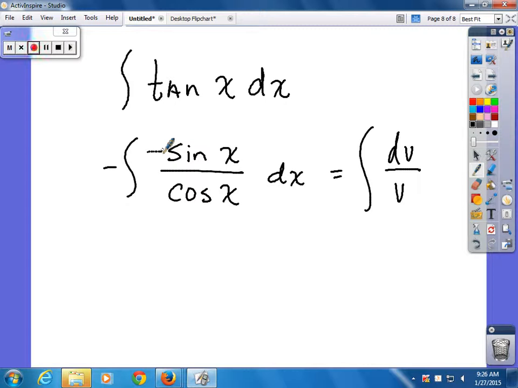So we have basically, what do we have? We have the natural log of what? 1 over the what? 1 over the cosine, the negative natural log of 1 over the cosine of x. And what's 1 over the cosine? Secant. Natural log of the secant.